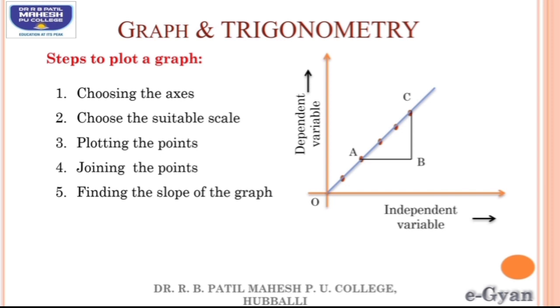Now the slope of the graph is given by slope equal to m, that is equal to BC divided by AB. Okay, with the help of this we can find the value of the slope of the graph.